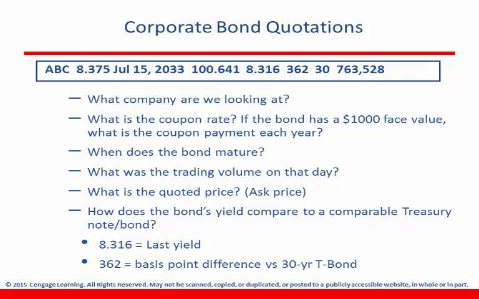And then you get, how does the bond's yield compare to a comparable Treasury note bond? Well, what they have there is that 8.316 is going to be the last yield, and then 362 is going to be the basis point difference versus the 30-year Treasury bond. So there's a whole lot of information here. What I really want you to get is to know that you're going to get the ticker first, and then the coupon rate, and then you're going to usually get the maturity date. And that's really what you're mainly looking for, and you're going to have to get some kind of a price, and usually they're going to quote that as a percentage of par. The rest of the numbers are often useful as well, but they can show up sometimes in a slightly different order. This is how you would see it usually for a corporate bond, and then you might see it differently for a treasury bond.